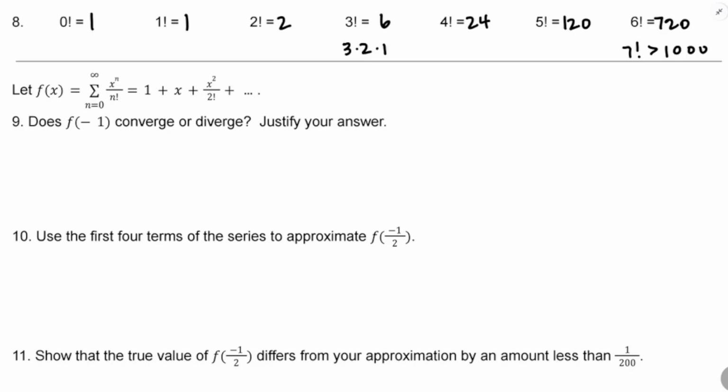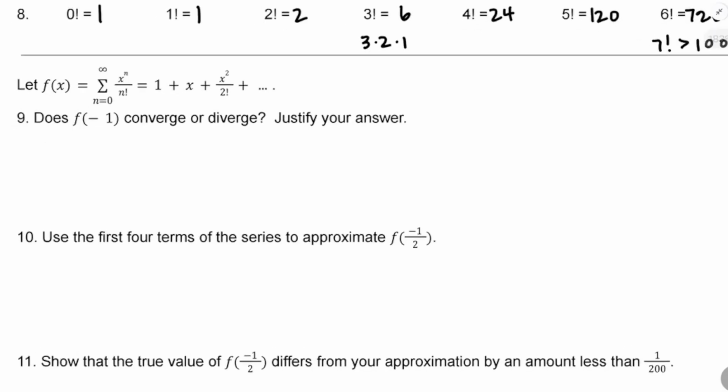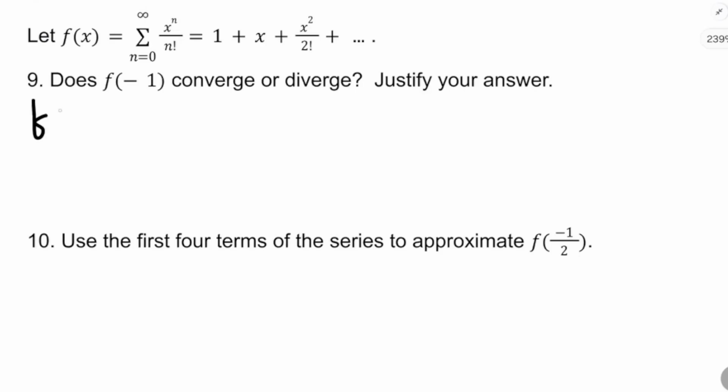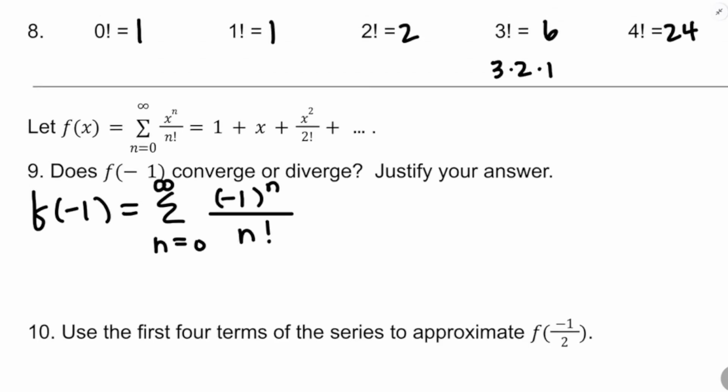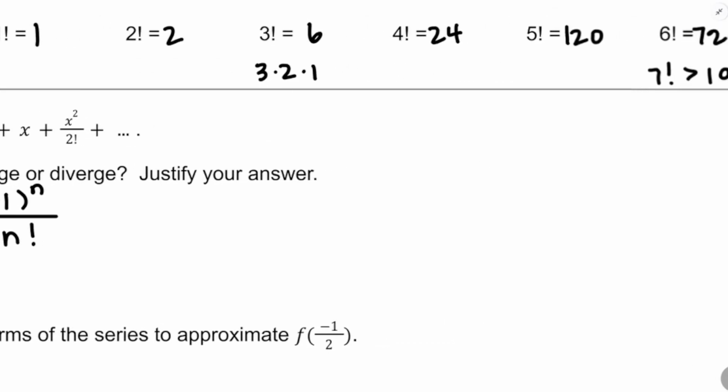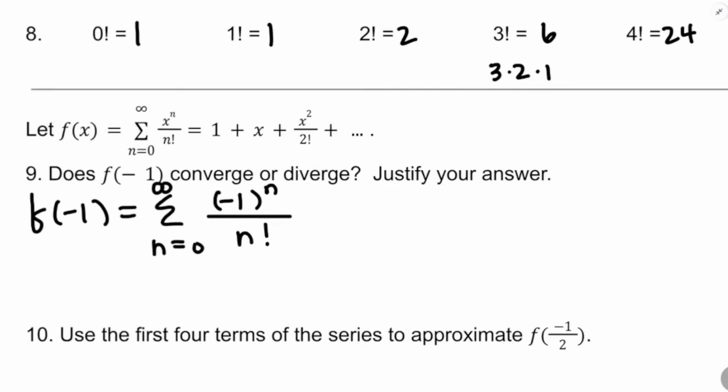So does f of -1 converge or diverge? Justify your answer. I'm going to first write out what's going on with f of -1. That's the sum as n runs from 0 to infinity of (-1)^n over n factorial. Notice that a bigger n gets you a bigger factorial. So with n factorial in the denominator, the magnitude of the terms is decreasing and their limit is going to be 0, because there's no upper limit for factorial.